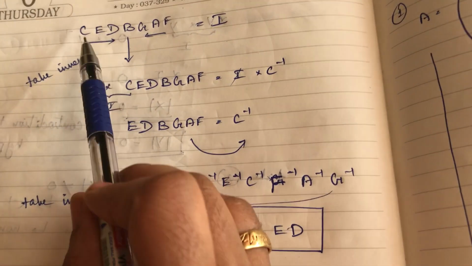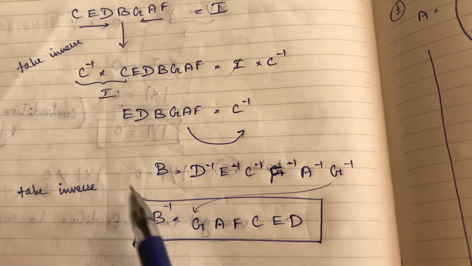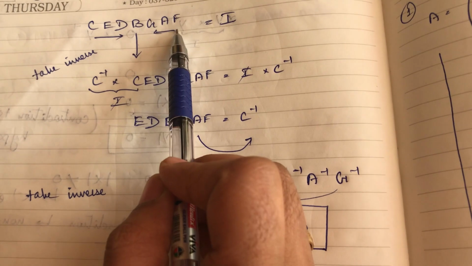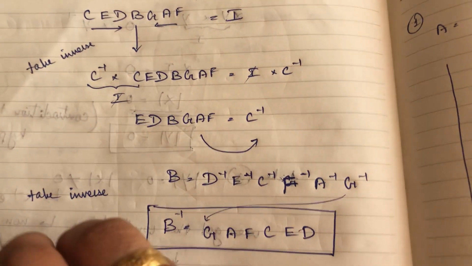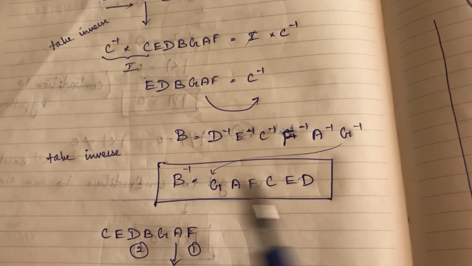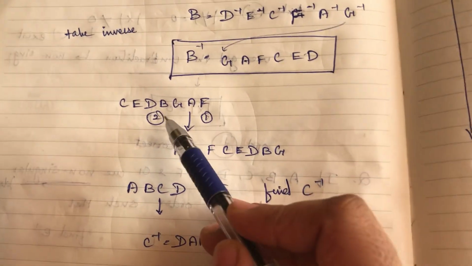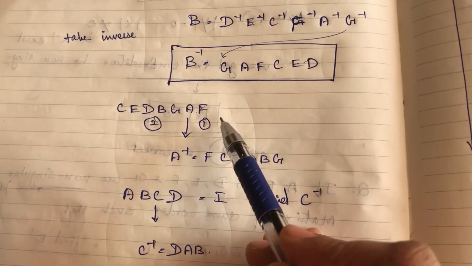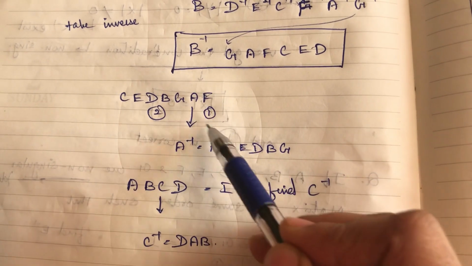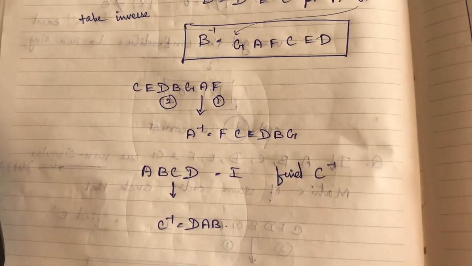Likewise we proceed from C, E, D. We take E inverse next, then D inverse next, and then F, A, G. We proceed from the left side and from the right side, and we will get the answer here. This is the simplest and easiest way. Whatever the inverse is, just write the right side element first and the left side element second, and we get the matrix.